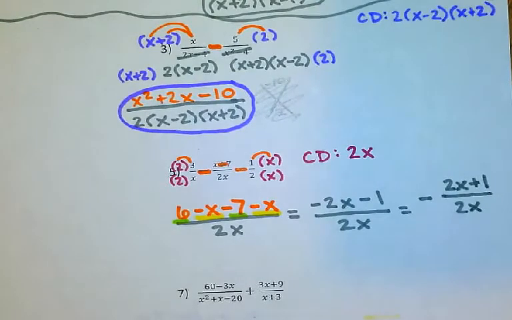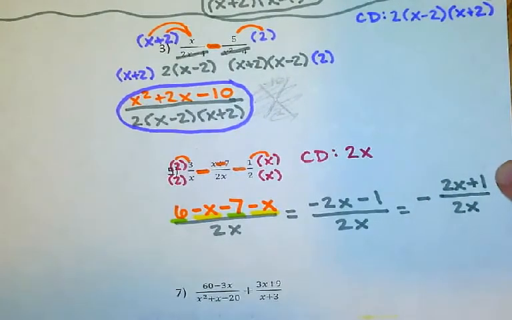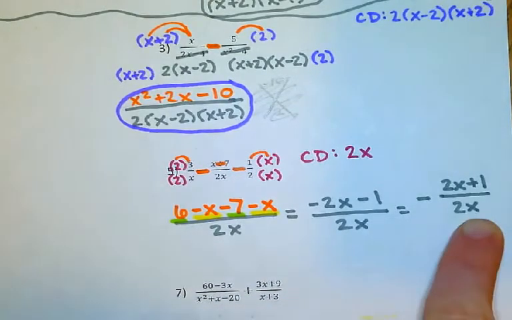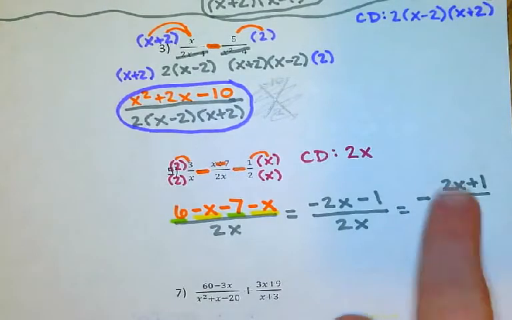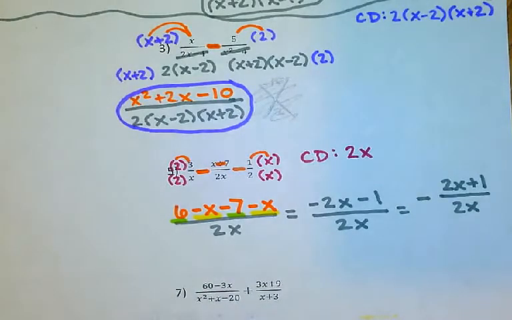Now we cannot cancel out this 2x and this 2x because they are not the same. This 2x has a plus 1 that's tagged along with it. It's stuck with that plus 1, while this other one is free. It doesn't have anything attached to it. Since they're not identical, we cannot cancel them out.